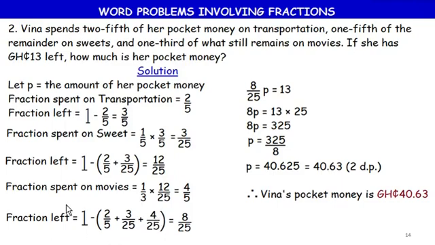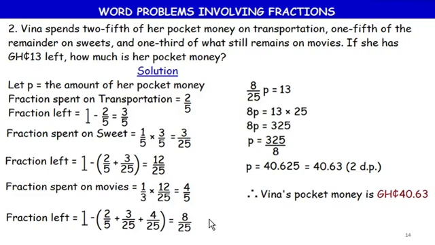So our fraction left is going to be 1 minus the sum of all these, so 2/5 plus 3/25 plus 4/25, and that gives us 8/25. So there is a fraction left, and we are told that she has 13 cedis left. How much is her pocket money? It means that 8/25 times her pocket money will give you 13 cedis. I believe you get it. Because we are told that after spending on transportation, on sweet and on movies, she's left with 13 cedis.